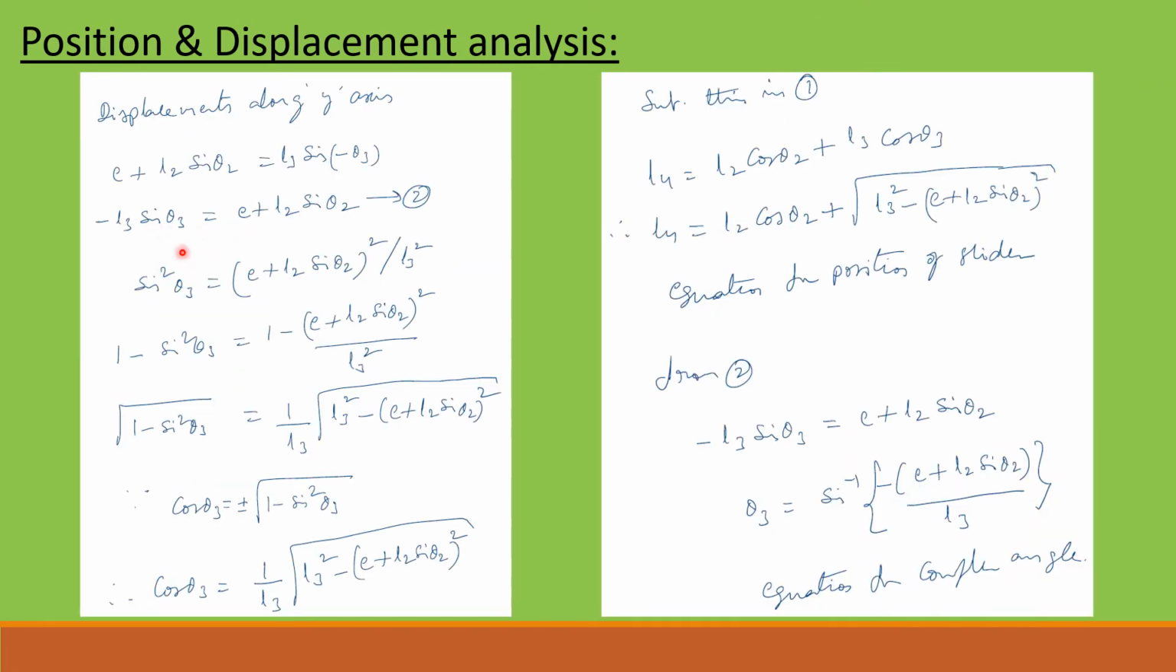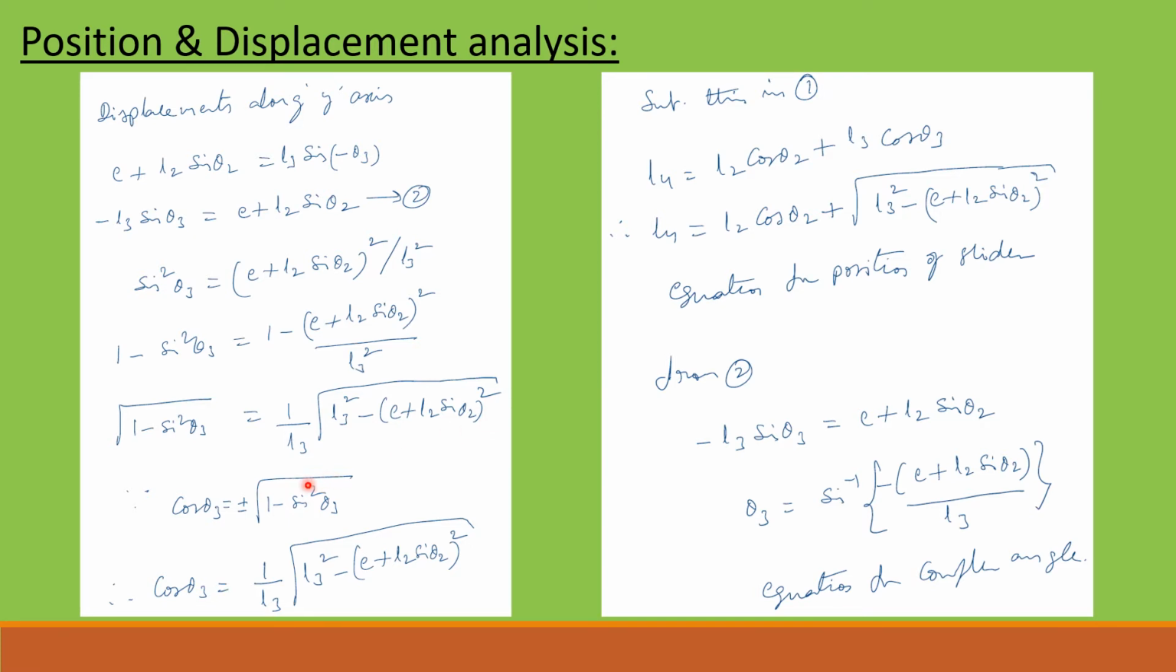Equation 2 can be written as sin squared theta 3 equal to (e plus L2 sin theta 2) whole square divided by L3 square. So let us subtract that equation from 1. You will get 1 minus sin squared theta 3 equal to 1 minus (e plus L2 sin theta 2) whole square by L3 square. So let us put that under square root. We will get square root of 1 minus sin squared theta 3 equal to 1 by L3 square root of L3 square minus (e plus L2 sin theta 2) square.